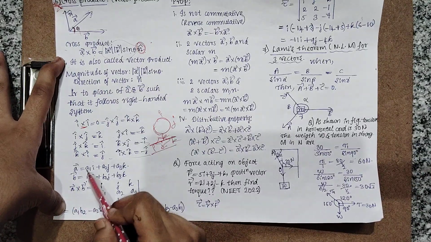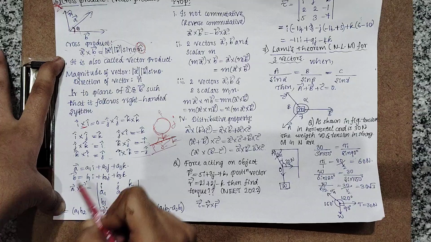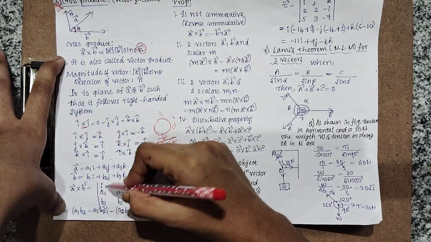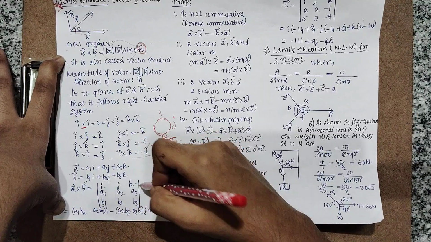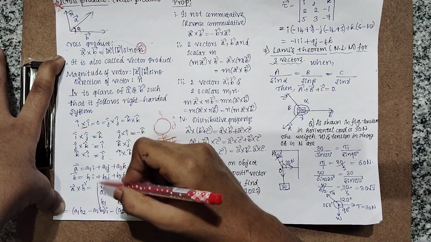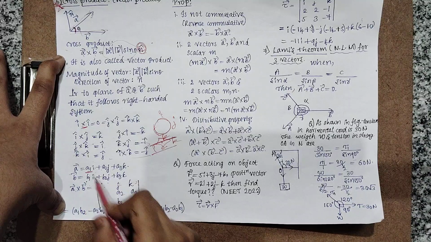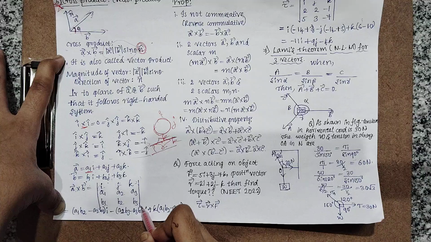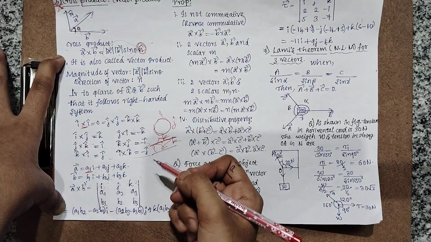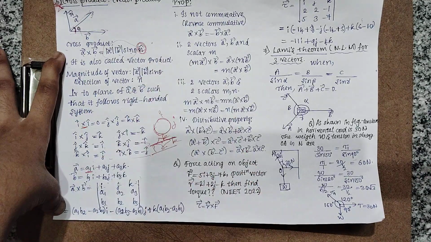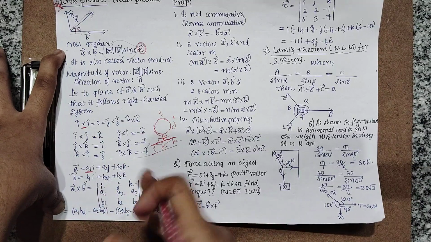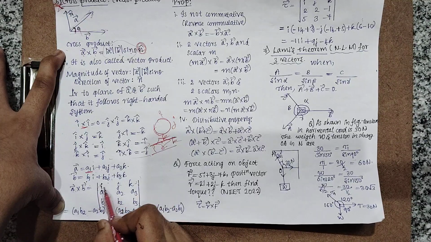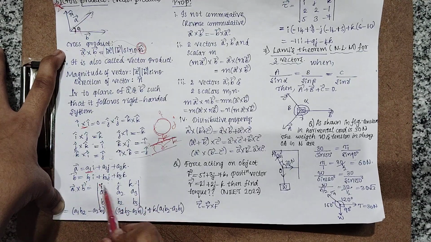If A bar is equal to A1i plus A2j plus A3k, and B bar is equal to B1i plus B2j plus B3k, then for A bar cross B bar, write I cap, J cap, K cap as the first row. Under I, J, K, put the respective components A1, A2, A3, and here B1, B2, B3. Now A bar cross B bar is made the same way as in matrices you make determinants. You have to close the first row and first column.